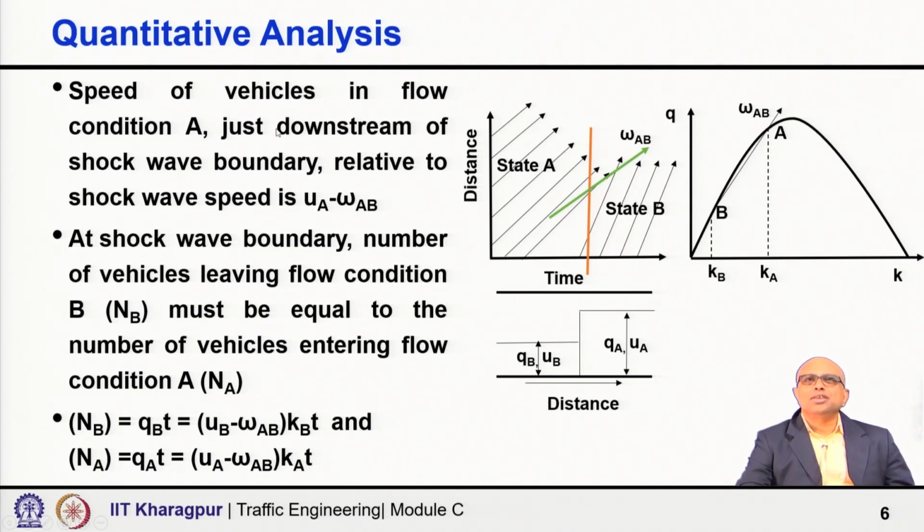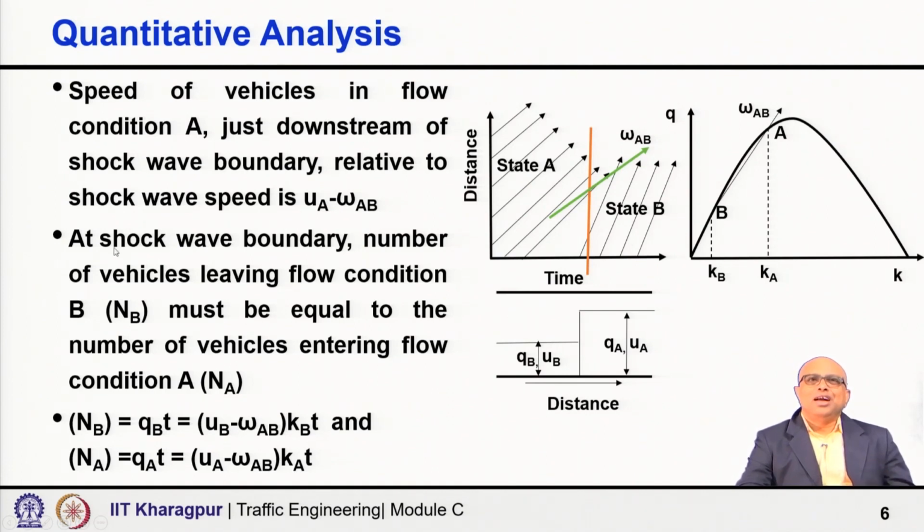Similarly, what is the speed of vehicles in flow condition A relative to the shock wave speed? In traffic state A, vehicles are moving with the speed UA, and the speed of the shock wave is omega AB. So, what is then the relative speed of vehicles in flow condition A relative to shock wave speed, that is UA minus omega AB.